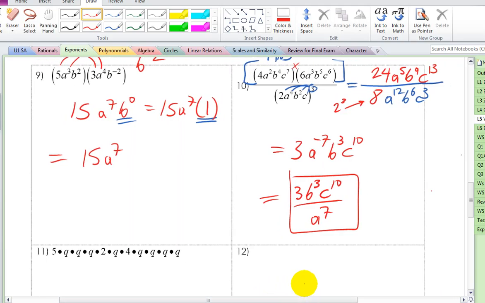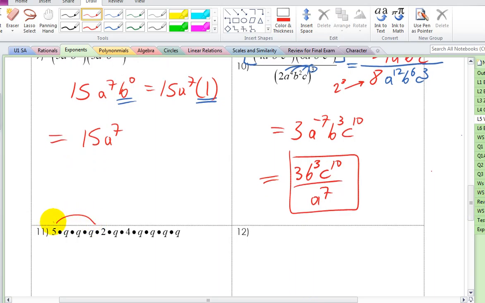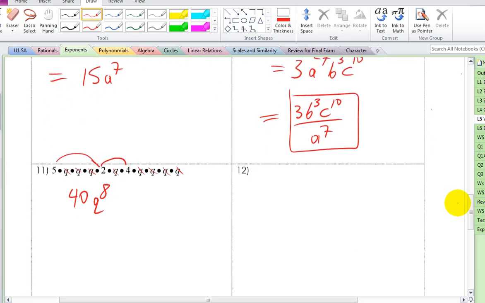Okay, number 11. Remember, multiplication can be done in any order. So you're going to get something like this. Multiply your numbers together. Okay, so 2 times 5, 5 times 2 times 4. What is that? 40. Q, what's the exponent on the Q? What's the multiplication dots? How many are there? 1, 2, 3, 4, 5, 6, 7, 8. Okay, cross them off when you count them. Won't double up. Not bad.